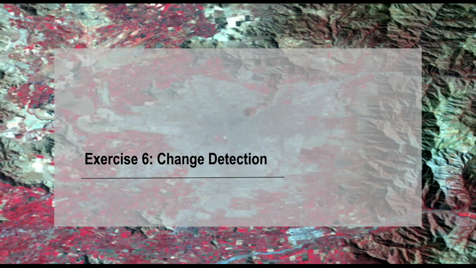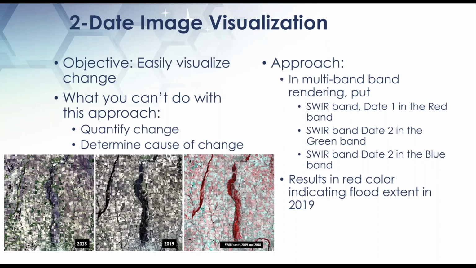So lastly, I'm just going to talk to you a little bit about what you're going to be doing in exercise 6 today with the change detection exercise. You're going to be doing a couple different methods for looking at change. The first one will be a visualization method, so it won't be the heads-up digitizing that I actually described before. One of the things you can do is put different dates in different color bands in the software, and you can automatically highlight where the changes are.